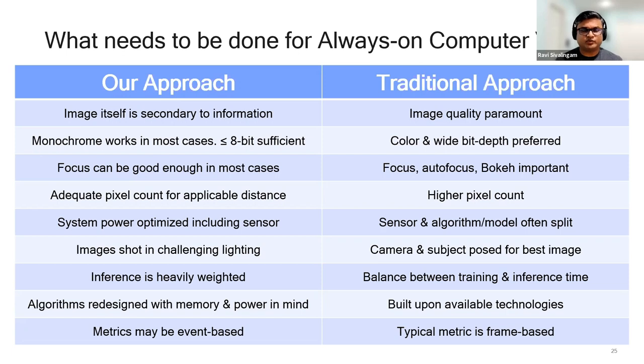Inference is heavily weighted. We actually focus a lot more on making inference very fast, even at the expense of training being slower. Like, you can do a lot of things, pre-calculate and pre-train a lot of things, so that at inference time, you don't have to do a lot of computation and you can save on power and latency.